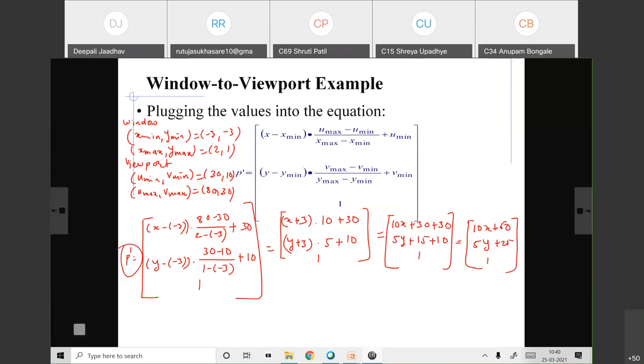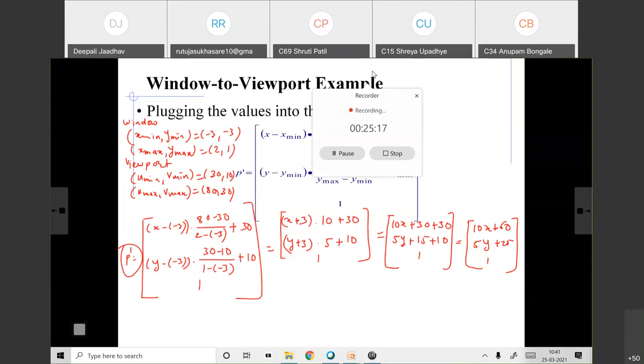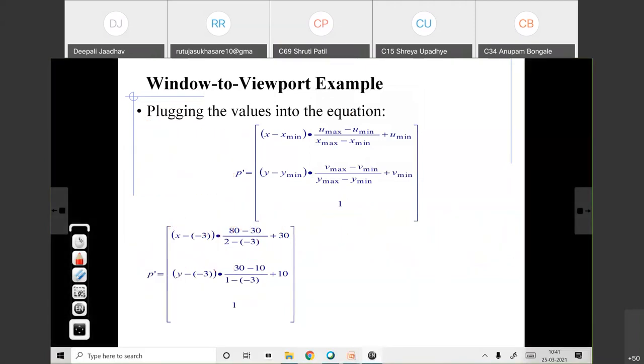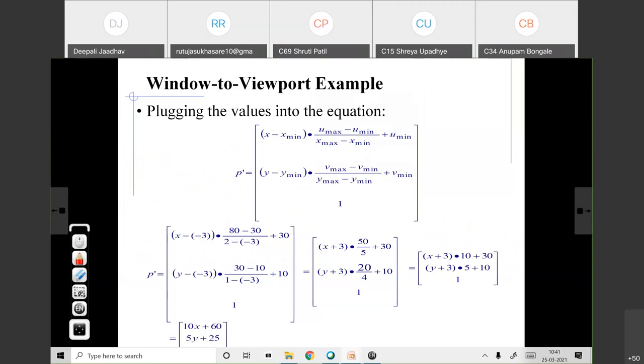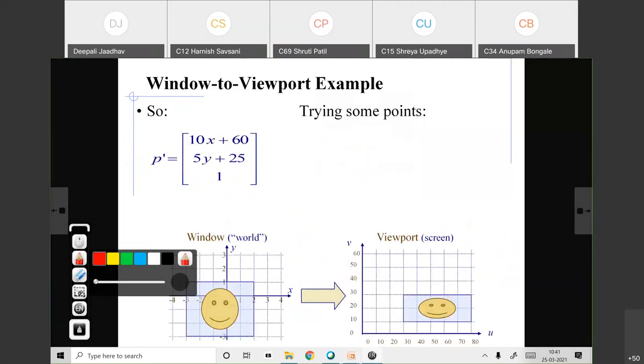Transformation matrix. Now when we put the values of x and y here, we will get the coordinates in the viewport. Whenever we put the values of x and y here, we will get the values of the viewport. Now see here with the values of viewport some examples. The same is shown here with the PPT. After solving, we will get this result: 10x plus 60, 5y plus 25 and the 1. So that is our P dash, correct? That is our P dash.